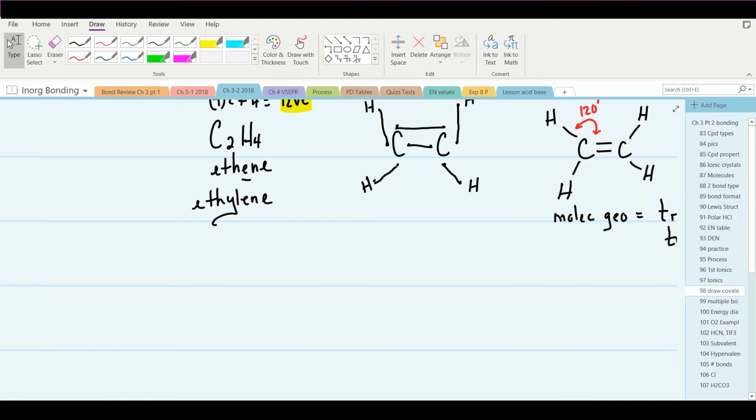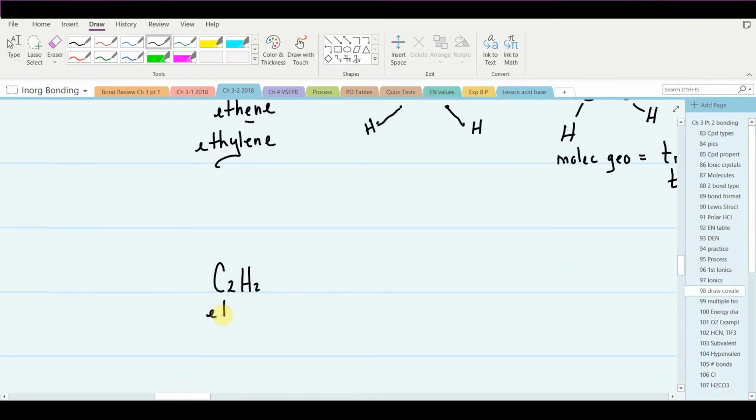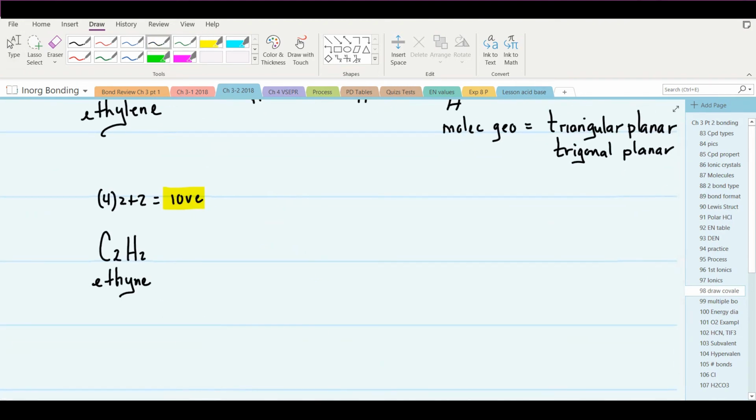Alright, so just a couple more for this lesson. Let's try C2H2. Remove 2 more hydrogens. That's called ethyne. And that'll have a total of 4 times 2 plus 2, only 10 valence electrons in it. I'll just kind of draw it quickly here. Each carbon will only have 1 bond to hydrogen. That means it needs 3 bonds to itself.